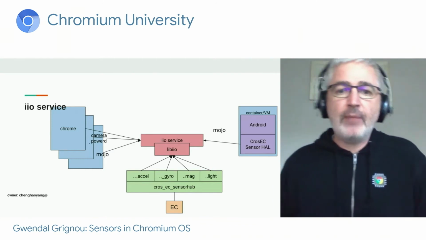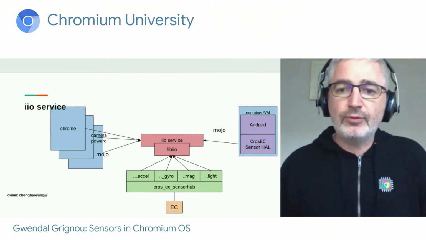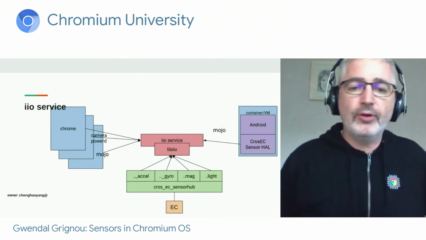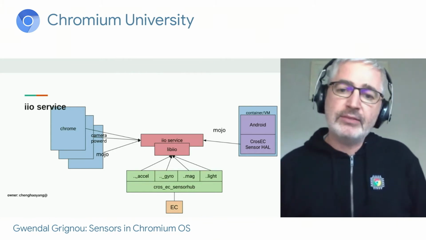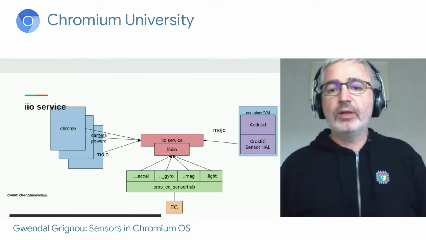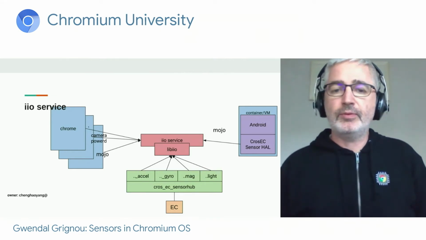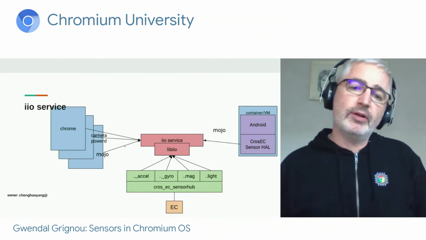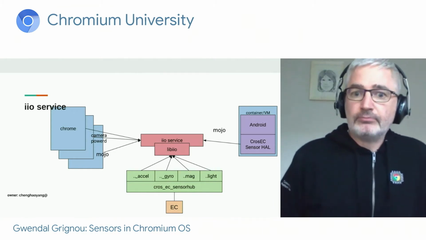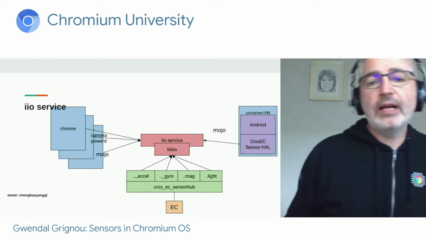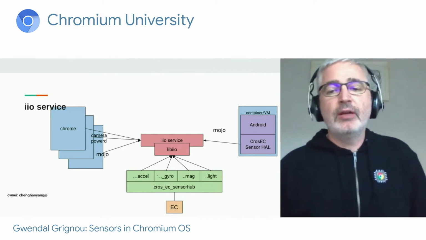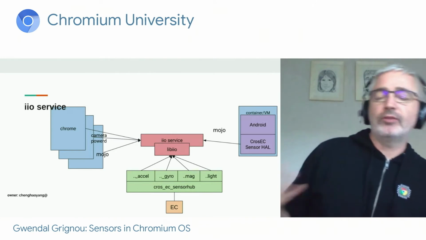So every application will register itself to the IIO service in the traditional way of Mojo, and then the IIO service, when there is a sample, will send a Mojo packet, and it will wake up the particular thread. So with that, we could have many more applications using the same sensor, which is important.